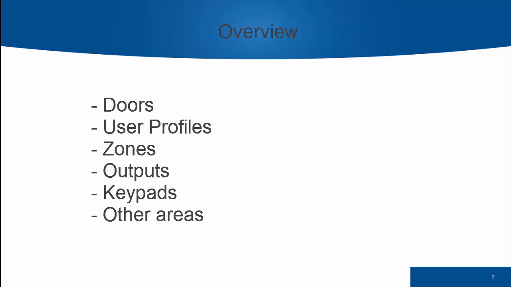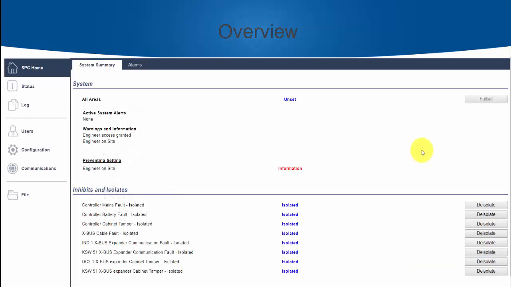In this video, we're going to show how to set up an area, how to configure it, and then we're going to have a look at some advanced features within the areas. We're just going to touch on these topics, and there will be other additional videos to cover these topics in more detail. So to start, we log on to the SPC webpage, and we enter full configuration mode.